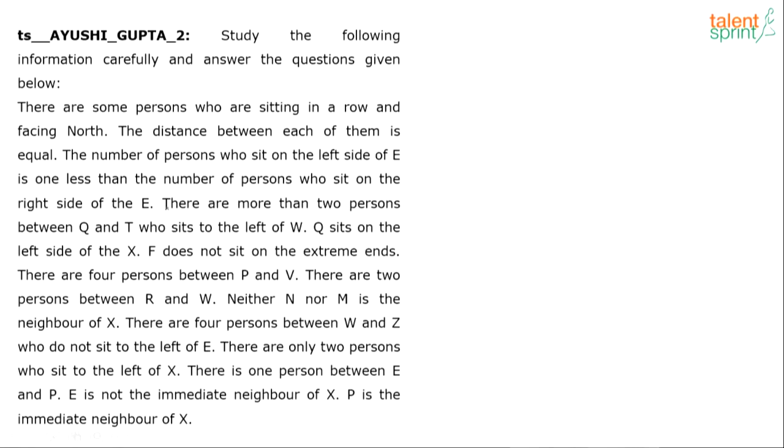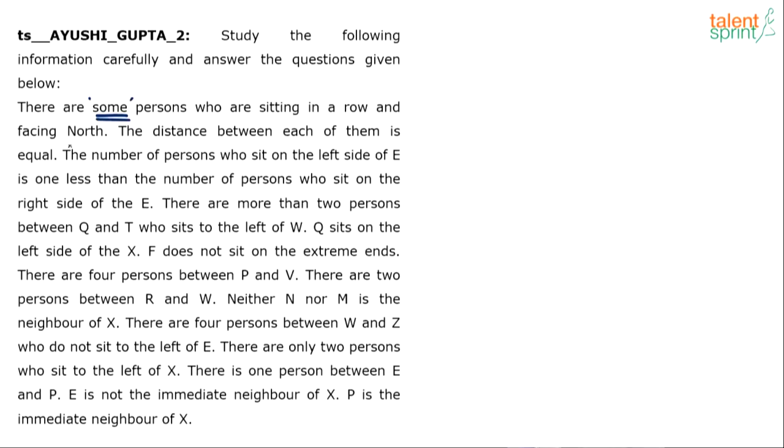So if you compare this with the usual questions that we solve on linear arrangements, we are given the number of persons at the beginning itself. But in this particular case, we have some mentioned. There are some persons who are sitting in a row. How many persons? We do not know. The distance between each of them is equal. Now the number of persons who sit on the left side of E is one less than the number of persons who sit on the right side of E.